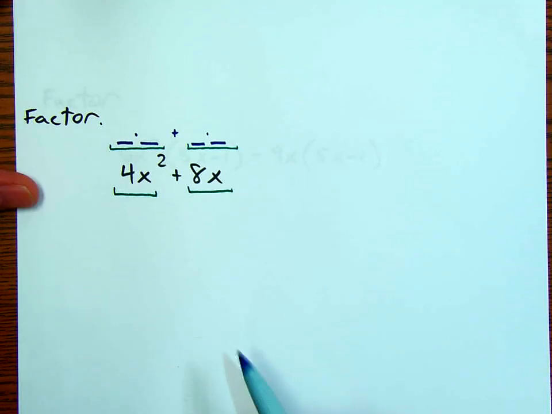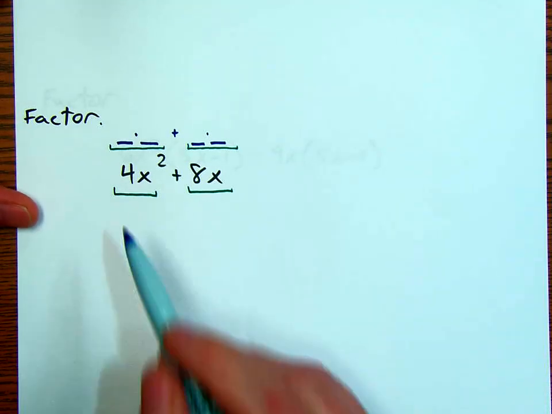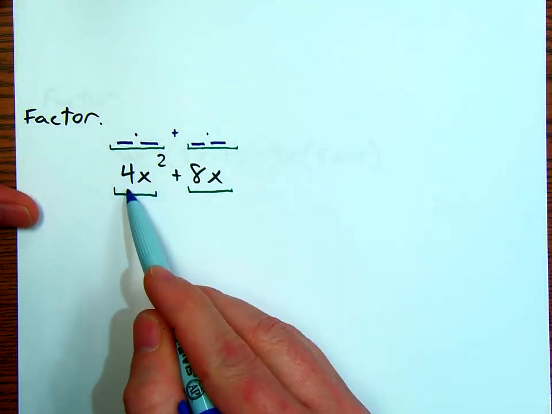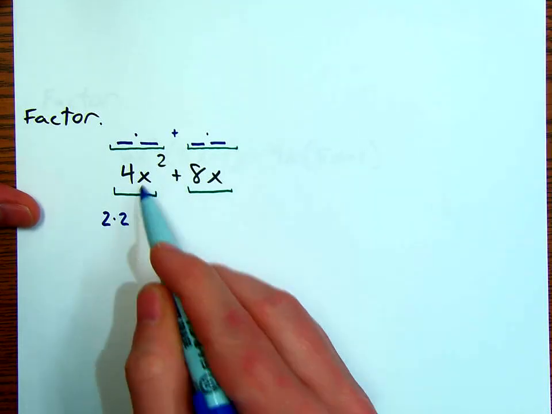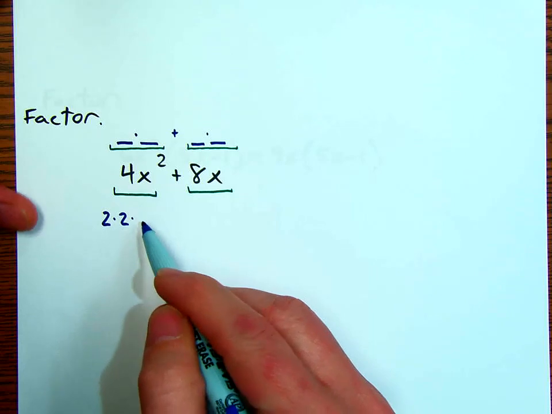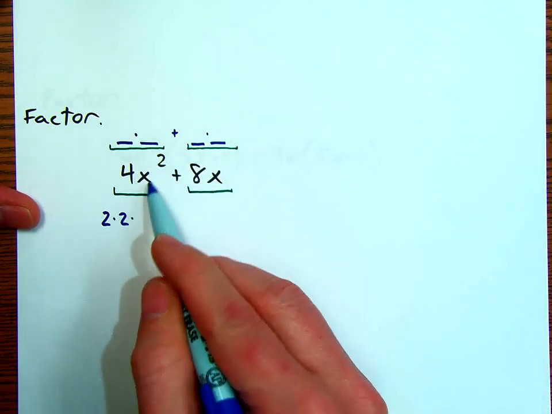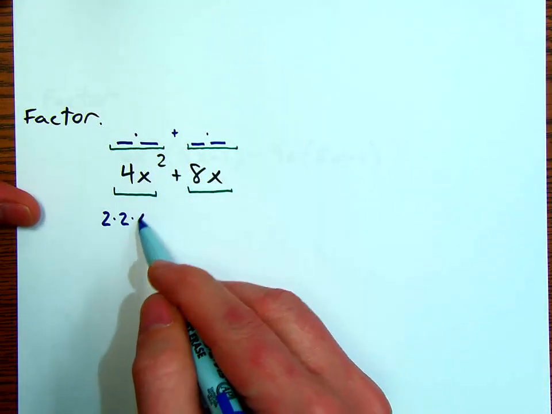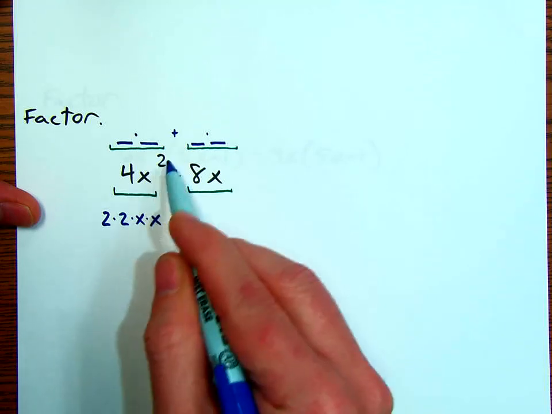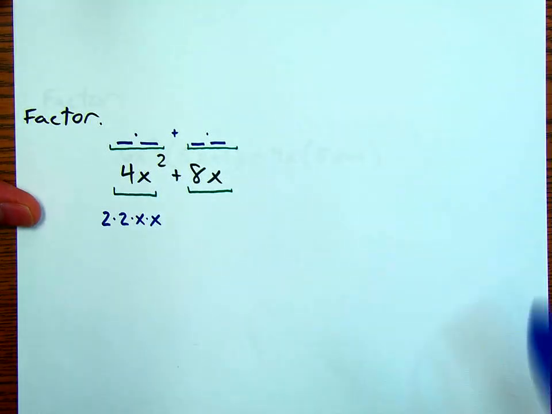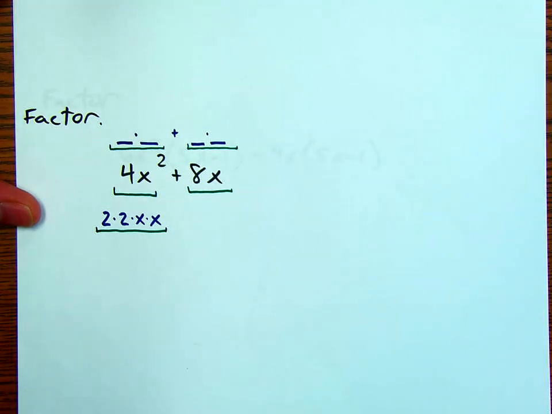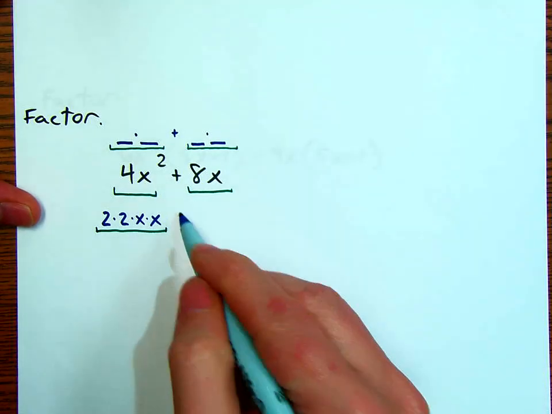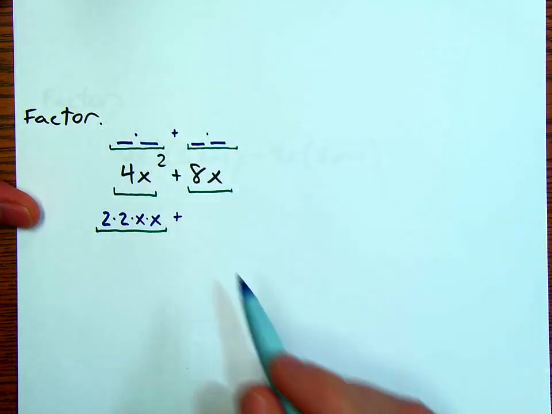So what we're going to do is we're going to break this down again. So we know that 4 can be written as 2 times 2. And we know that x squared, the square just means how many of this base value we have multiplied together. So that means that there's 2 x's being multiplied together. This is all the pieces of this first term here, right? Now we know we're going to add the multiples over here.